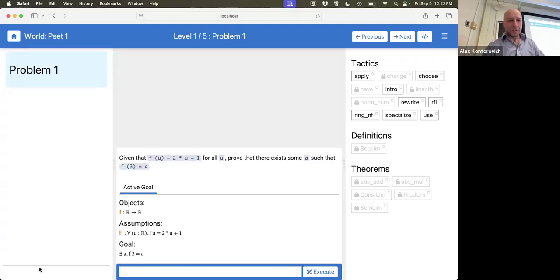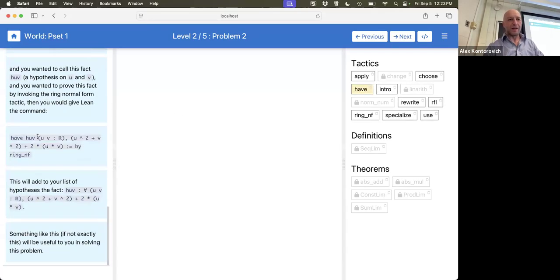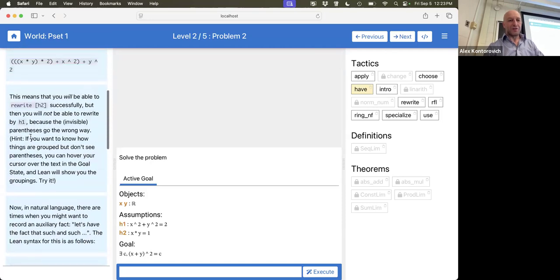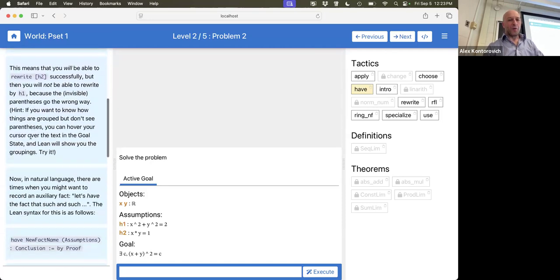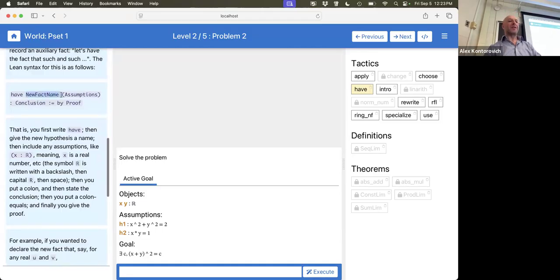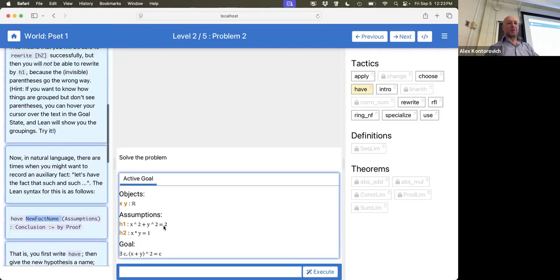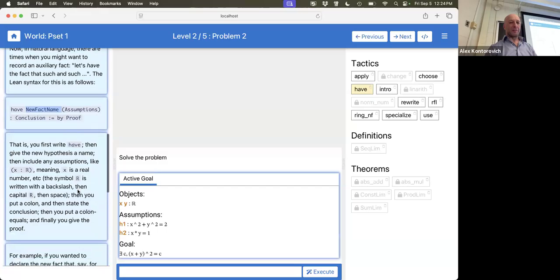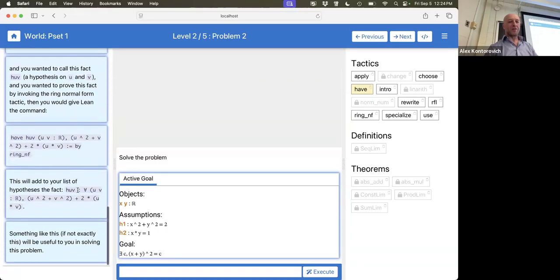This problem doesn't need anything. This problem introduces the word have. This is a new tactic, for when you have some new fact that you want to add to the list of assumptions. The way you do that is you write the word have, you say what that new fact is, you write the list of assumptions, the conclusion, and then why it's true, by proof. You'll get a little bit of practice with that in your homework. I just want to point that out.